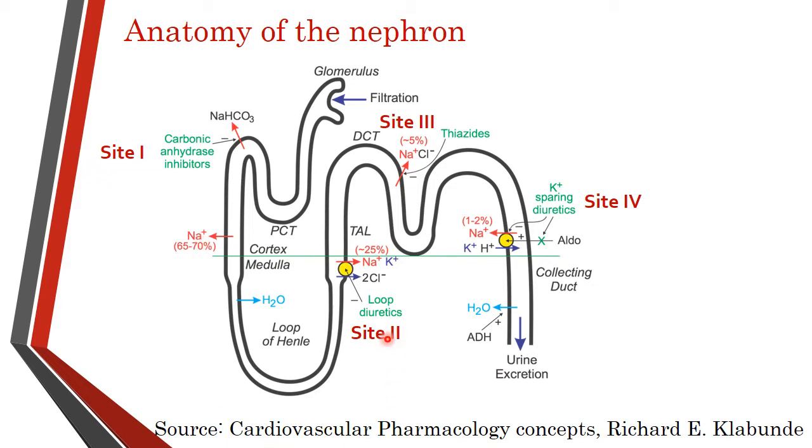Then we have site 2, which is the site of action for the loop diuretics. 25% of sodium reabsorption happens at site 2. Moving ahead to the distal convoluted tubule, which is site 3. This is the place where the thiazides and the thiazide-like diuretics act. And finally, we have the cortical collecting tubule, which is site 4 and the site of action for the potassium-sparing diuretics, and involves the reabsorption of 1 to 2% of sodium. Thus, we see that we have 4 different sites which lead to the reabsorption of sodium.